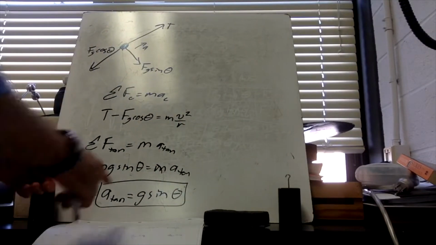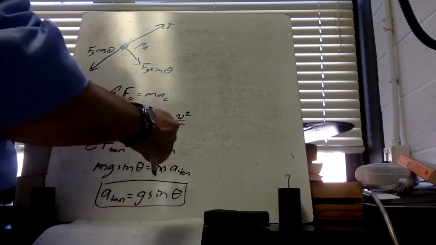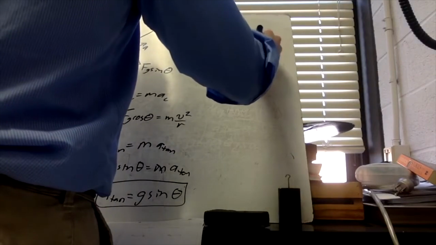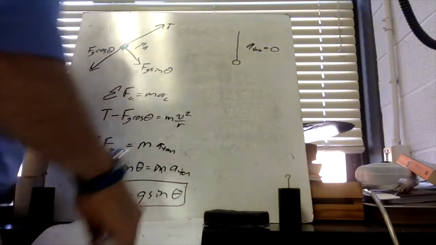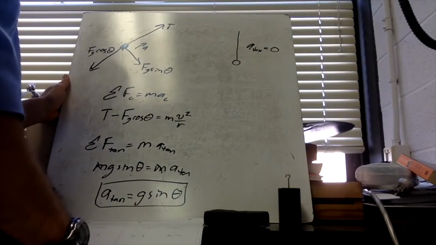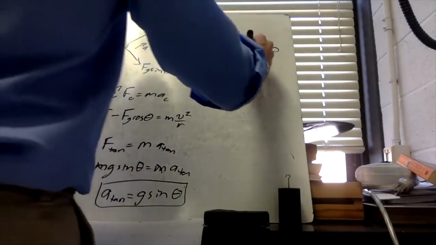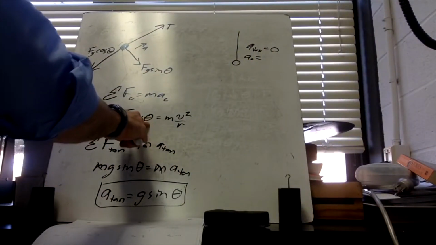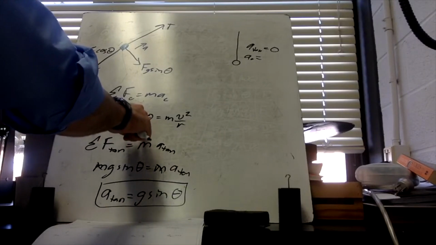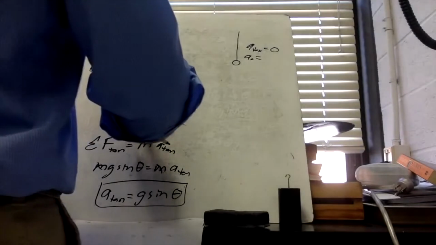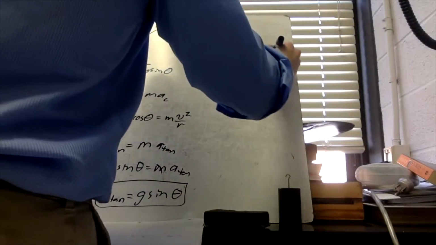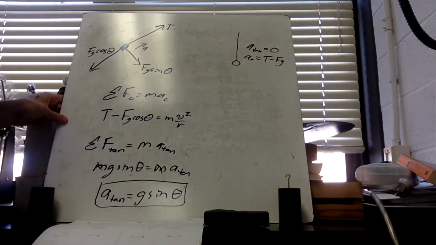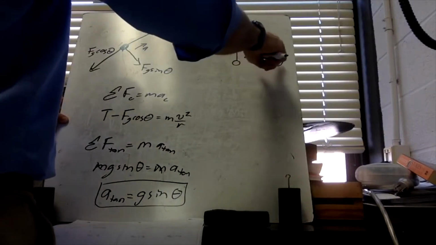All right, so now we can take this and apply it. What if theta is 0 degrees? Theta being 0 degrees would mean that it's hanging straight down. In this case, a tangential is 0. And in this case, a_c would be, if this is 0, just T minus Fg over m. That means T has to be really big because it's counteracting Fg.